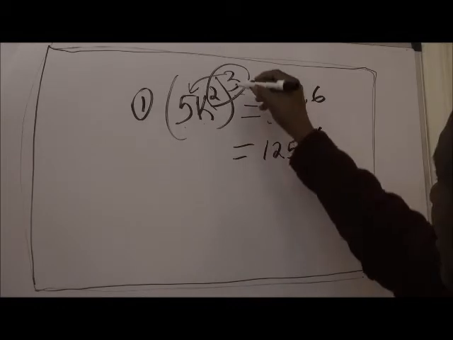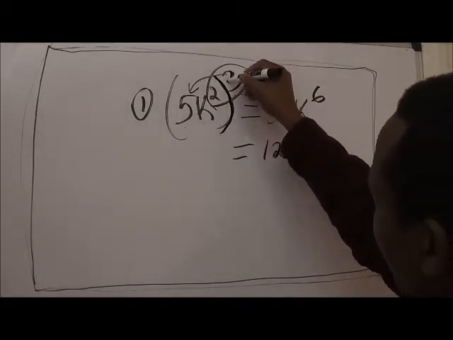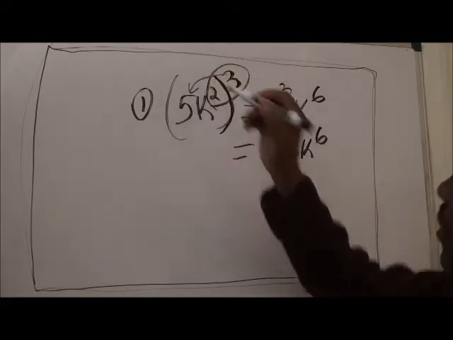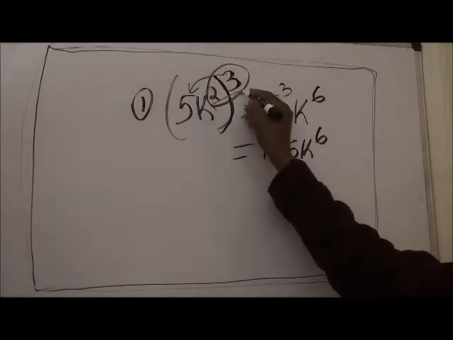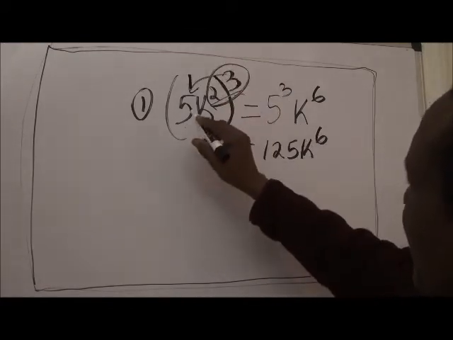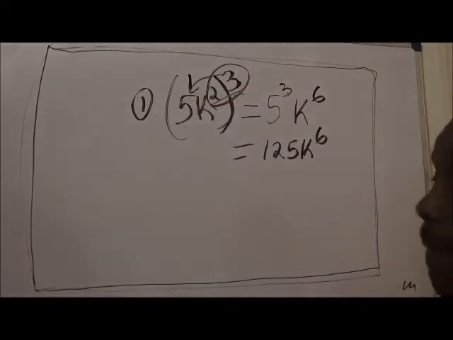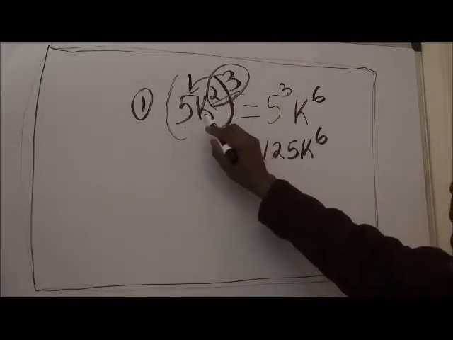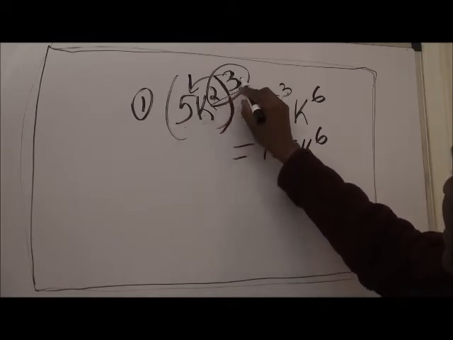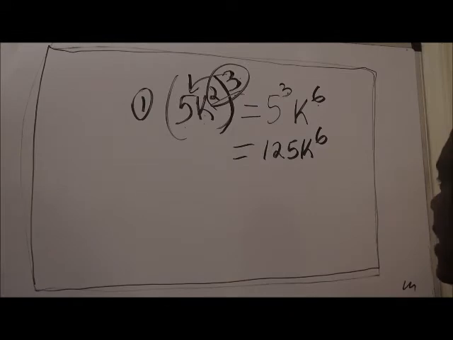So remember, when you have an exponent outside the parentheses, you're multiplying, because this would have been a 5 to the power 1. 1 times 3 is 3. k to the power 2, and there is a 3 outside, so 2 times 3 gives you 6. I hope that makes it a little bit more clear.